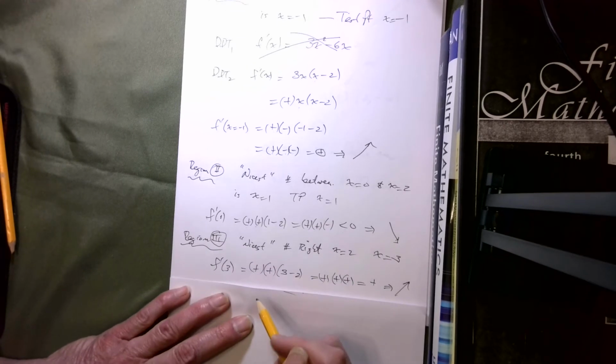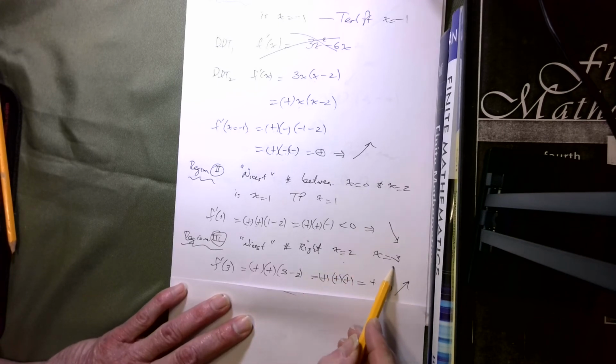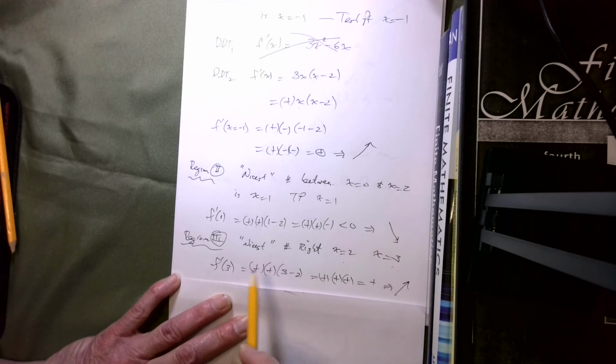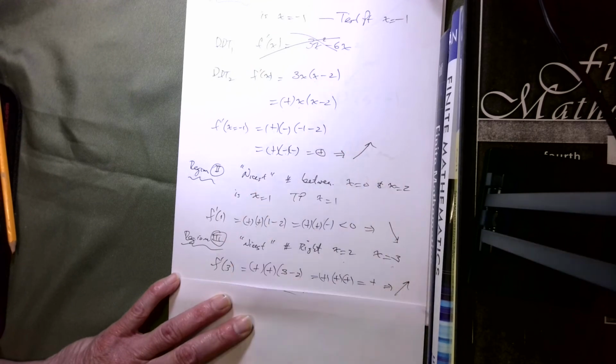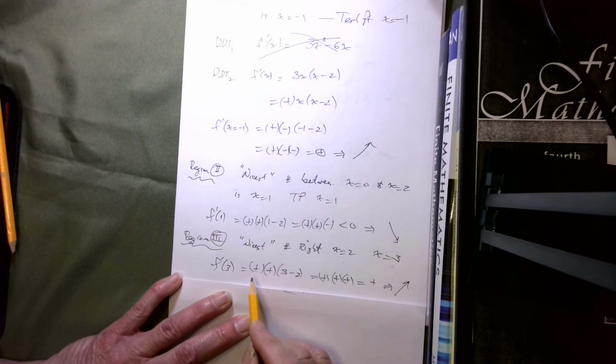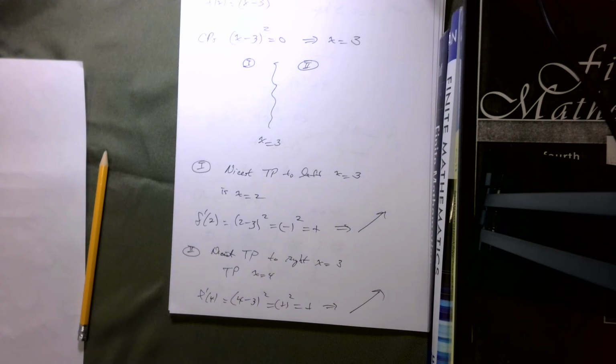Region 3, I want the nicest number to the right of 2. How about 3? Put the 3 not into this form, but into your what? Factored form. Ask yourself the question, is the derivative positive? Please don't tell me what this number is. Positive, positive, positive, which means it is what? Increasing. It means the function is increasing, okay.